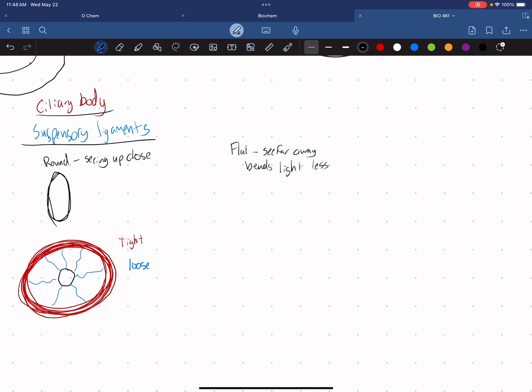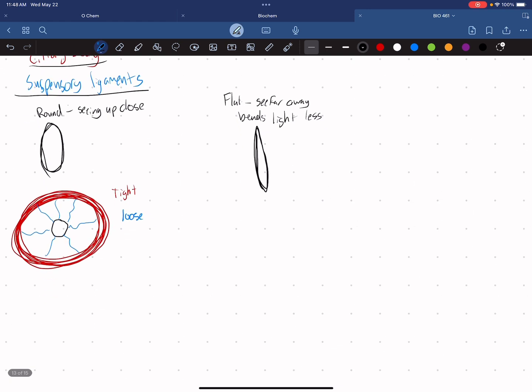So from the same sagittal plane, this lens is going to look a lot more like this. It's going to be flat like that, and it's not going to be able to bend light as much. So I'll go ahead and draw the lens in here, and what happens is this ciliary body is going to be loose. It's going to spread out. It won't be contracted.